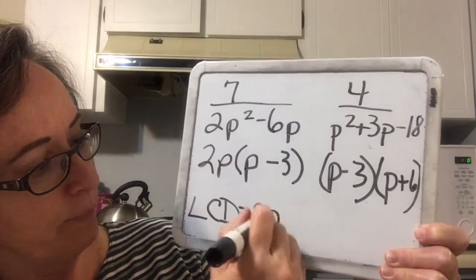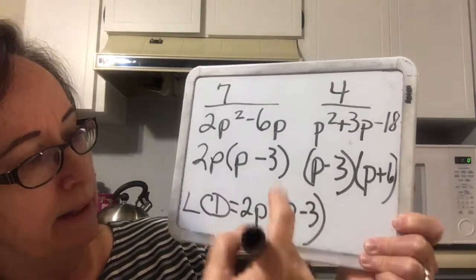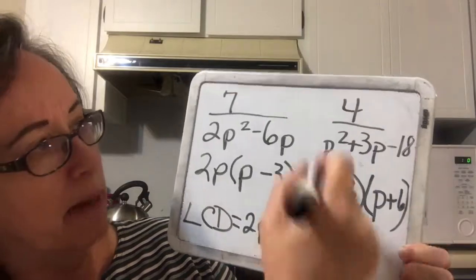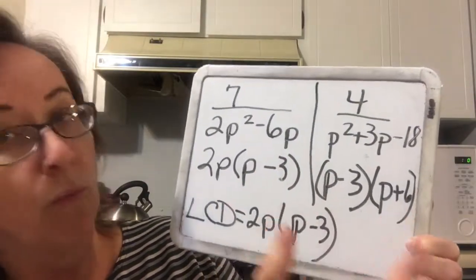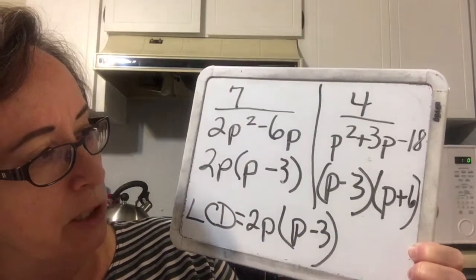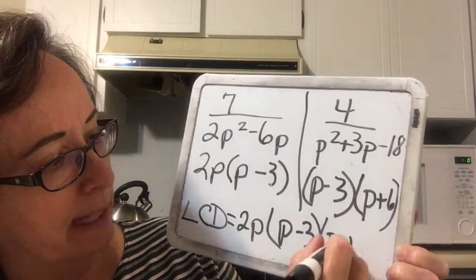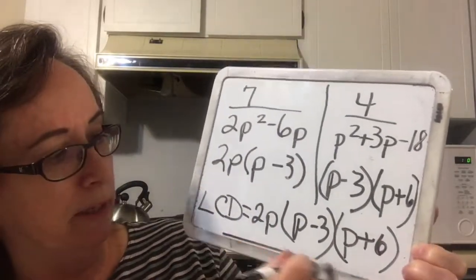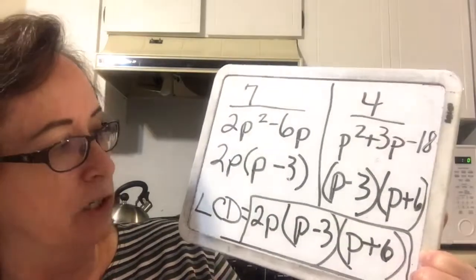a 2p. It's got to have a p minus 3. This one over here has to have a p minus 3. But since this is in two separate denominators, one p minus 3 can be shared by both. And it's got to have a p plus 6. So you should be able, in your LCD, to completely see each denominator.